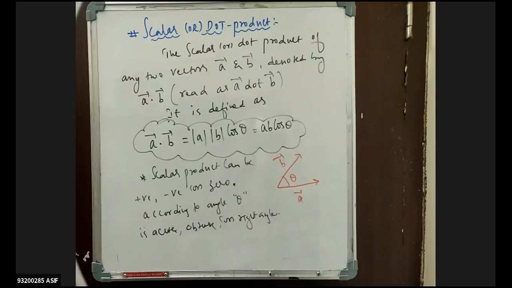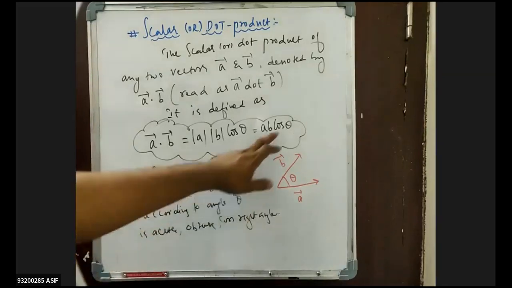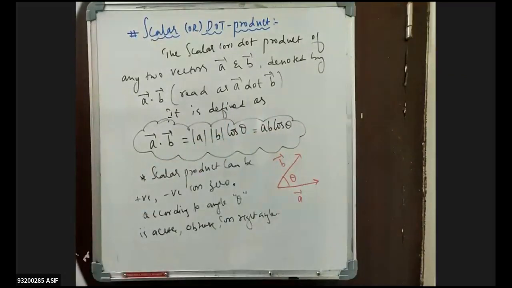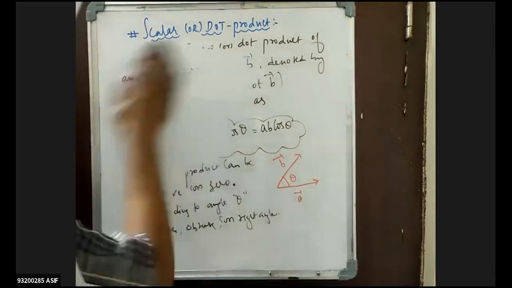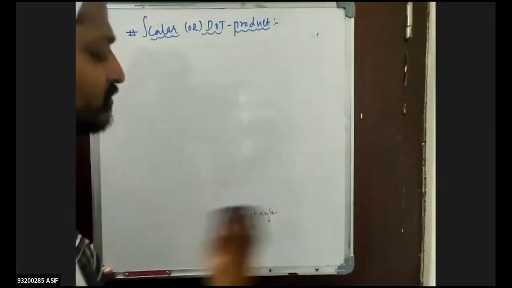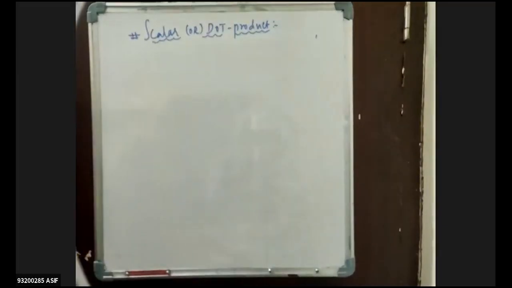And the scalar product can be positive, negative, or zero, because cos theta, as a trigonometric value, can be positive, negative, or zero, depending upon whether the angle is acute, obtuse, or a right angle. I hope you are clear for this one. Clear for everyone? Sure. Let us try to go a little bit more detailed on this one. First one I'm taking right now.